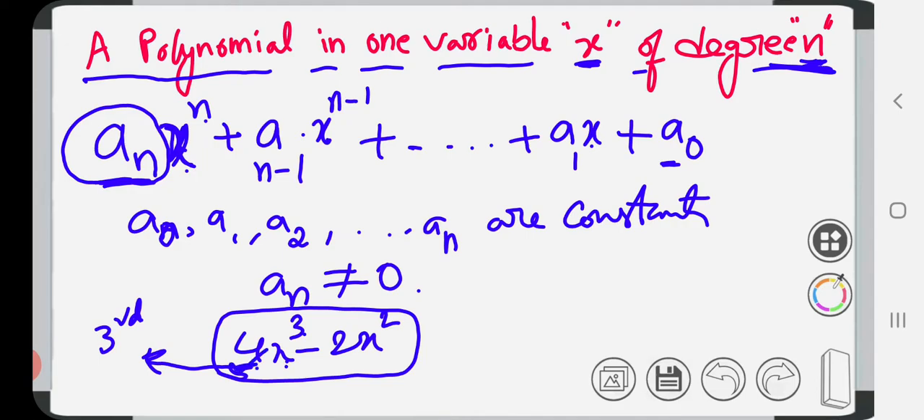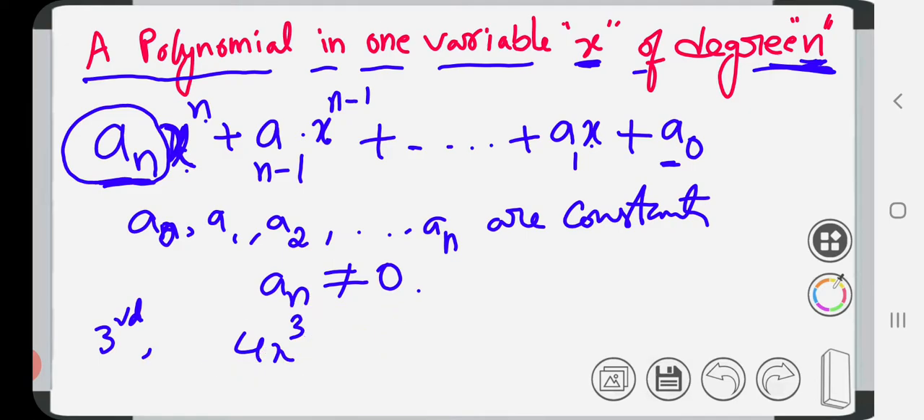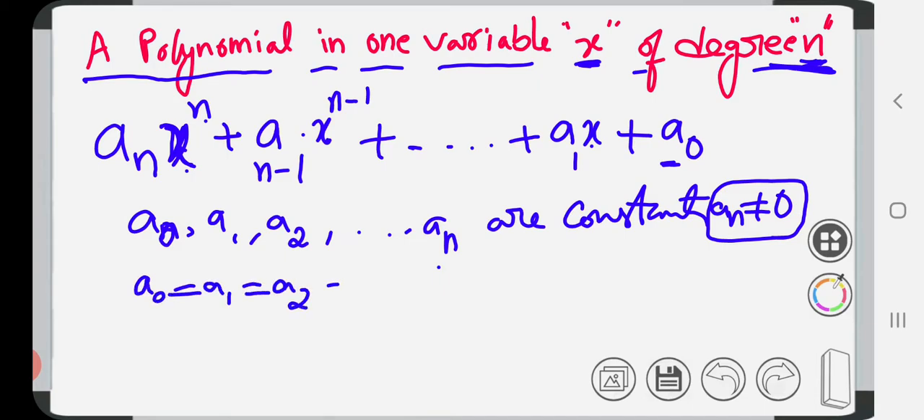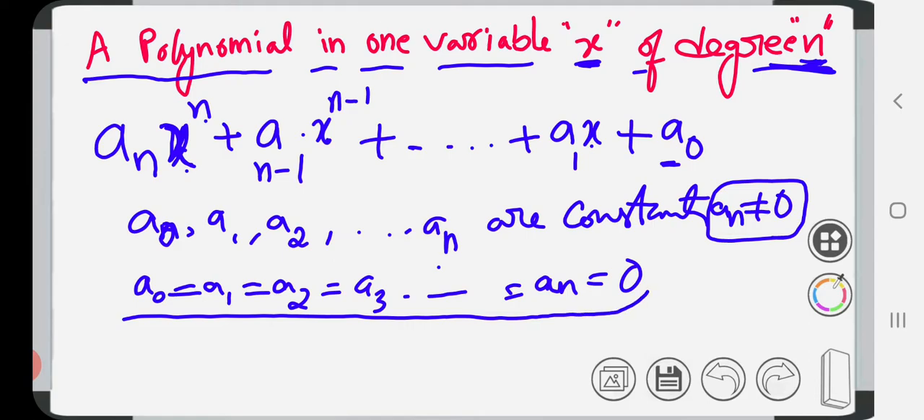Okay, like this you can write the polynomials. If you observe, the compulsory condition is that an must not be equal to 0. What will happen if I take a0, a1, a2, a3, all the way to an, all equal to 0?